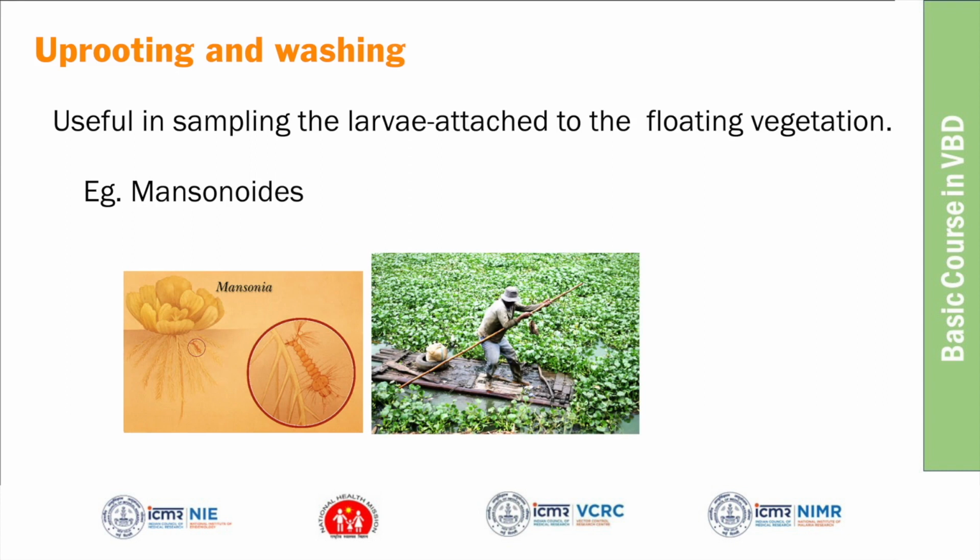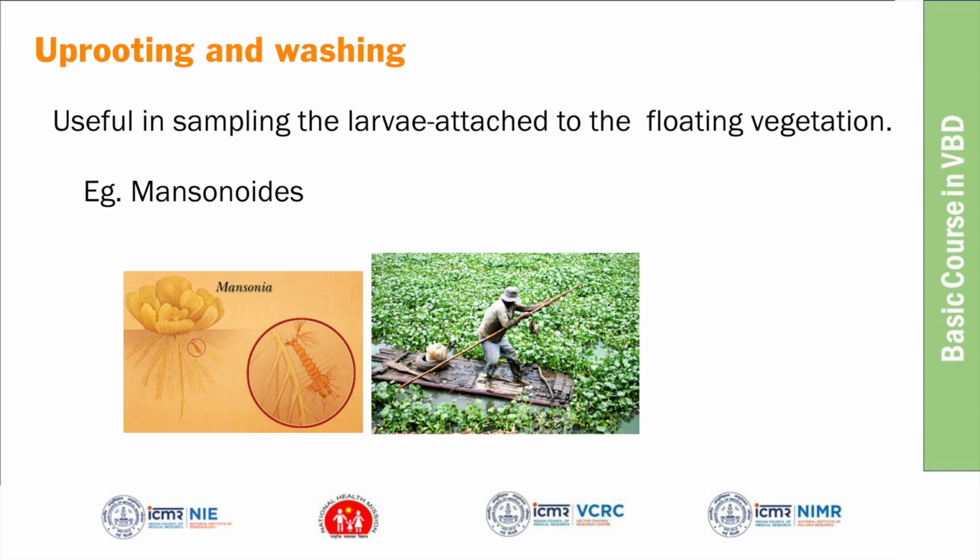So uprooting and washing. This is another method where we can use, because you see that we have the Mansonia vector. It is the vector of lymphatic filariasis caused by the Brugia malayi parasite. Because the entire tract of Kerala is highly endemic for this disease. So the vector is Mansonia species, uniformis, annulifera, etc.